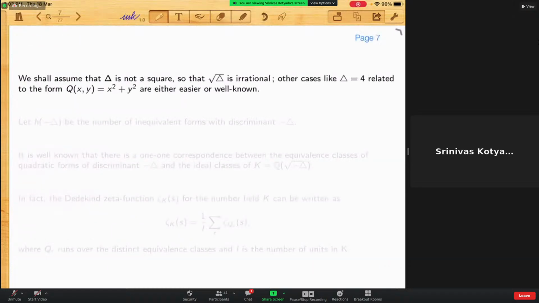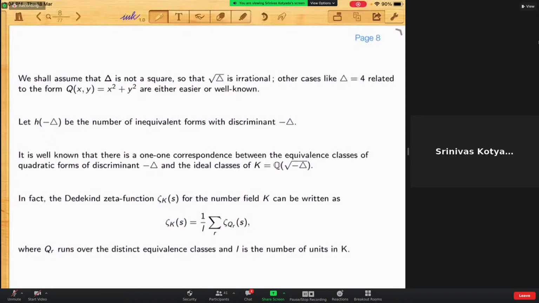And we shall assume that delta is not a square, so that the square root of delta is irrational. Other cases, like delta equal to 4 and all these trivial cases, are either easier or well known.